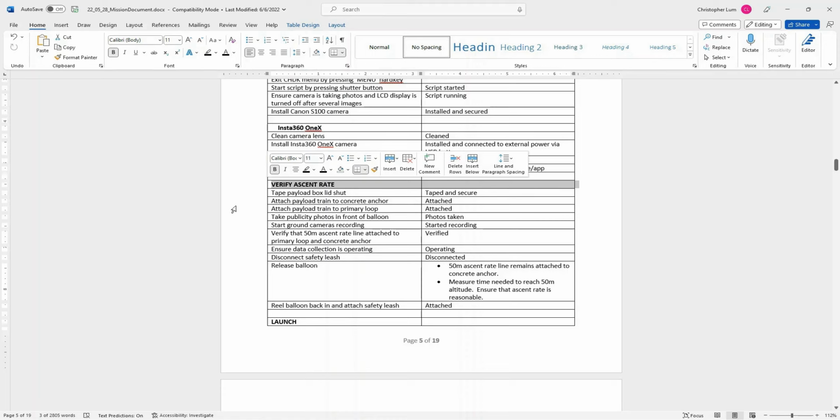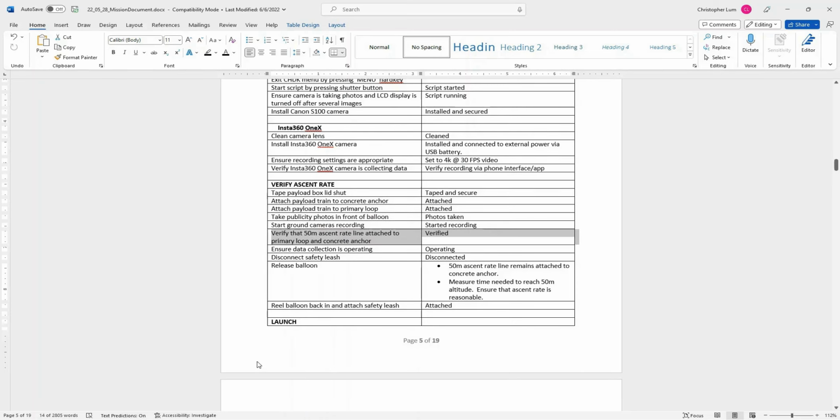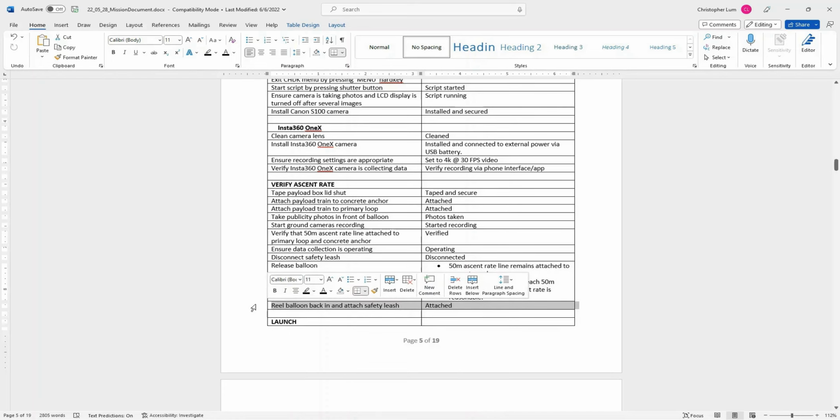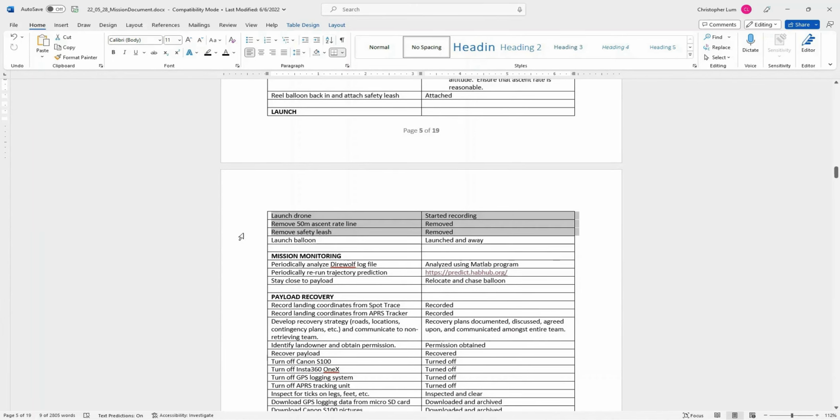If you read through these steps, it's basically saying just attach this 50 meters of line to the balloon and then just let it go. We're going to release the balloon and time how long it takes to get to a 50-meter altitude, and then make sure the ascent rate is reasonable. If that is true, we then reeled the balloon back down, attached the safety leash, and got ready to launch the balloon.